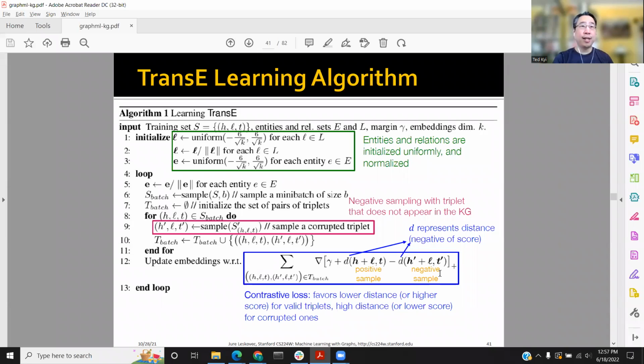The only time training happens is if your positive example isn't at least gamma better, or if it's actually worse. If it actually thinks the negative example is more true than the positive example, then of course you have a lot to learn. So you're going to have a very large gradient signal here.